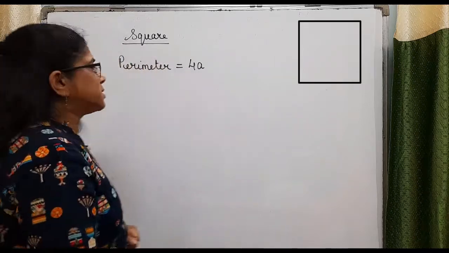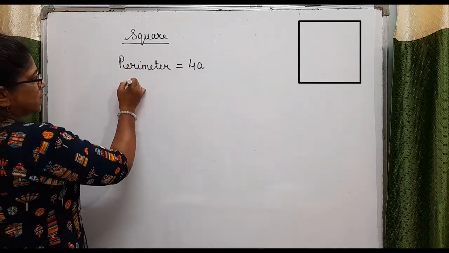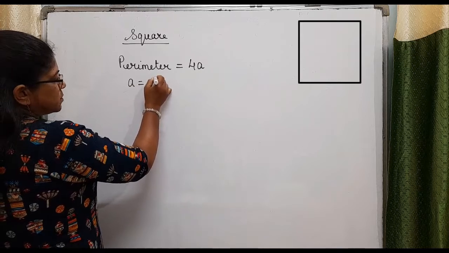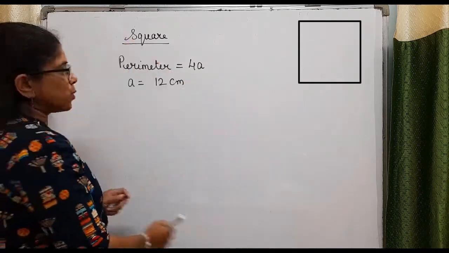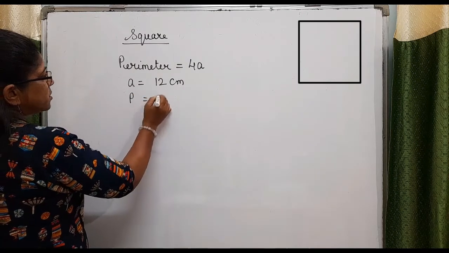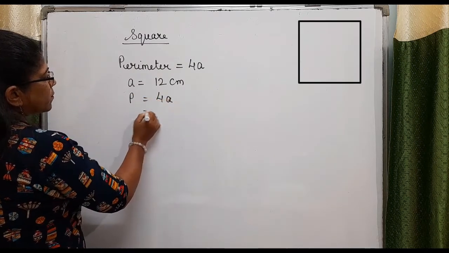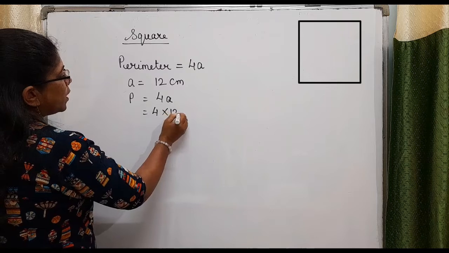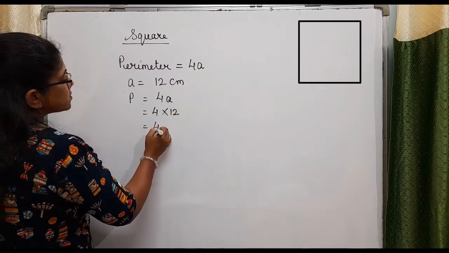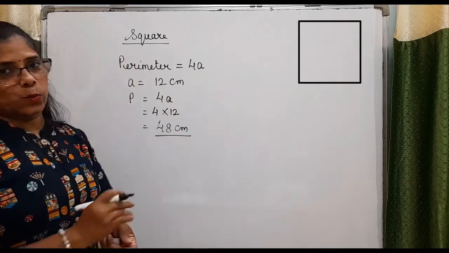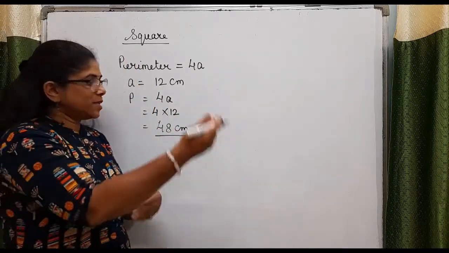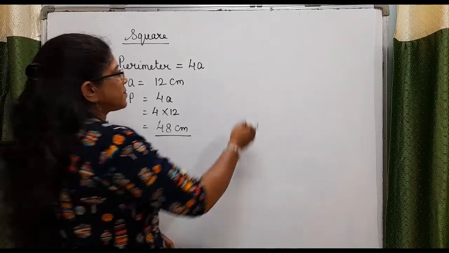Let's see one simple example. If length of one side of this square is 12 centimeters, then what is the perimeter of this square? Perimeter is equal to 4 into A, 4 into 12, which is 48 centimeters. That is the perimeter of the square. Now let's come to the area of the square.